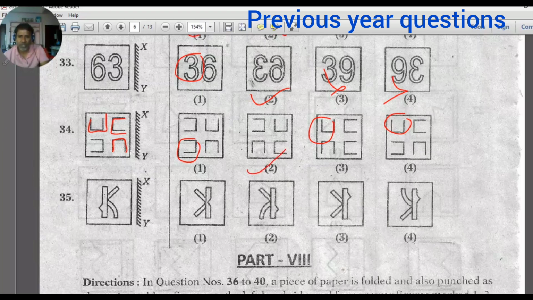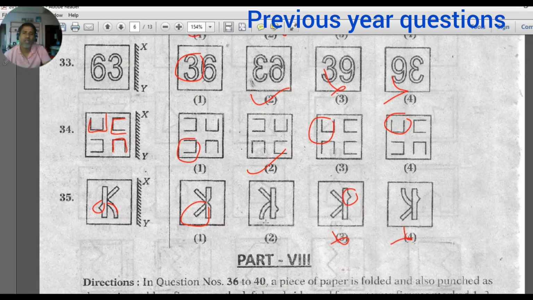Next, 35th question. K should be seen as reverse. You see, here you have a straight line, here you have a curved line, but here you have a straight line, this is wrong. This curved part, okay, far away, this seems to be correct. Now you see this part which came outward is at the bottom, but here it is at the top, so this is also wrong. So this is the correct answer.